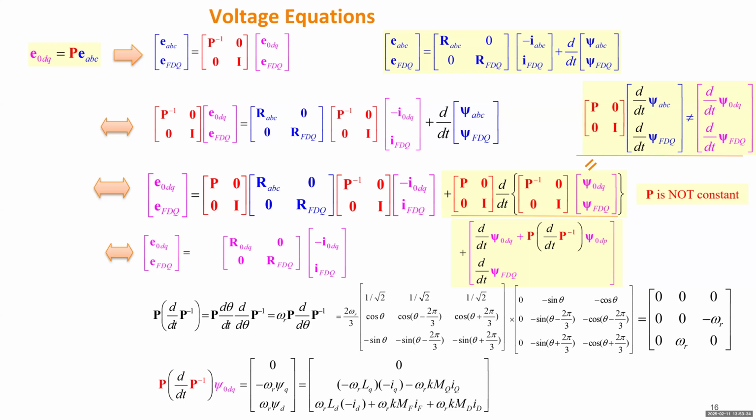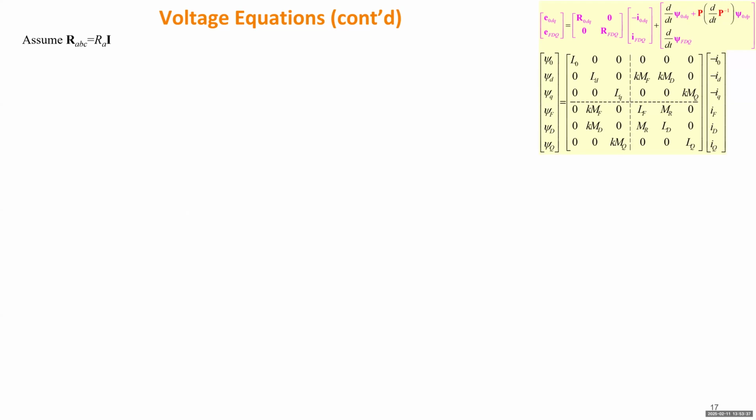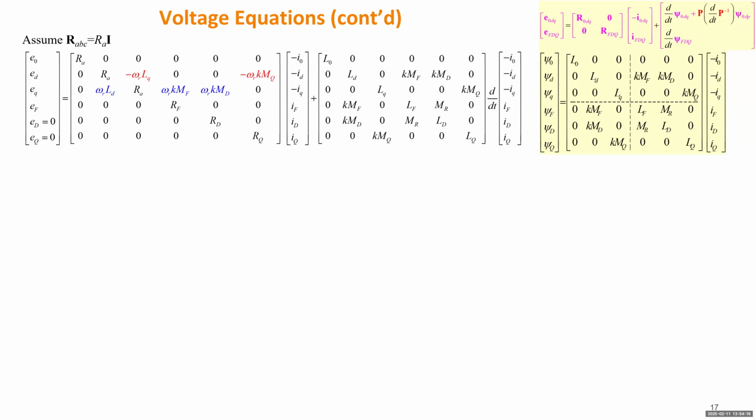Okay, so we go back and continue to show the detailed voltage equation. This is the flux linkage equation we had earlier, and this is the new voltage equation. We're going to figure out the value of each term. And here we need to make an assumption. We need to assume the resistance of each winding is the same, so we can use the resistance of winding A. RA indicates the resistance in winding A or the armature, and that is the same for all the phases. Okay, then we have this equation.